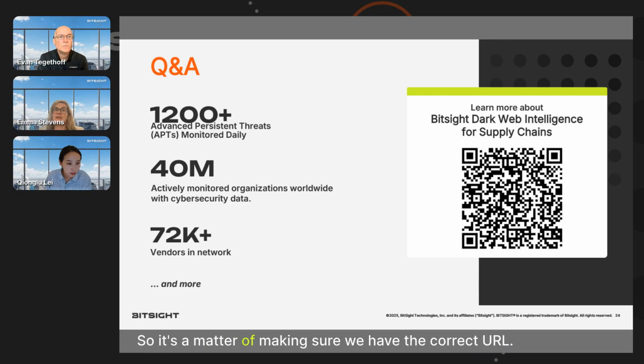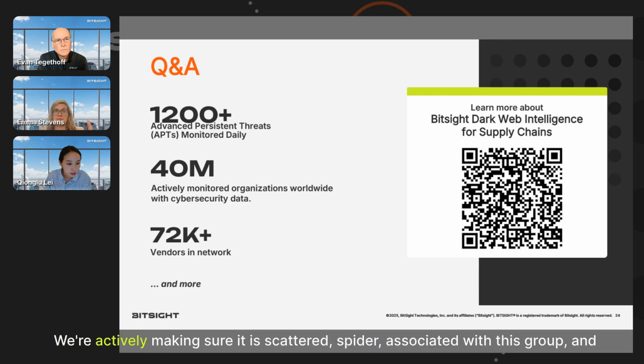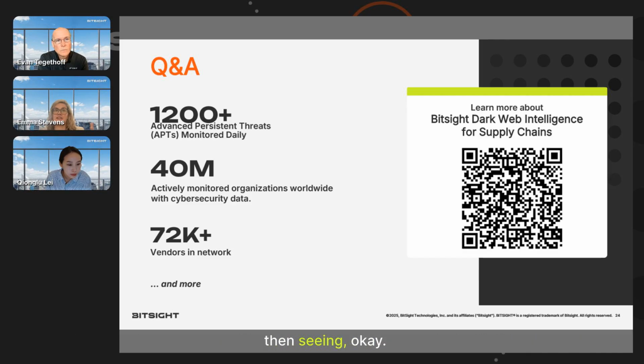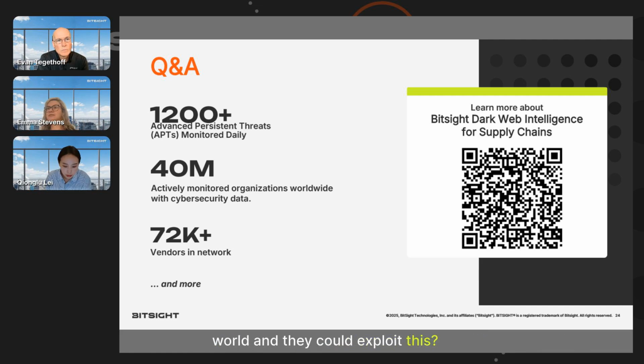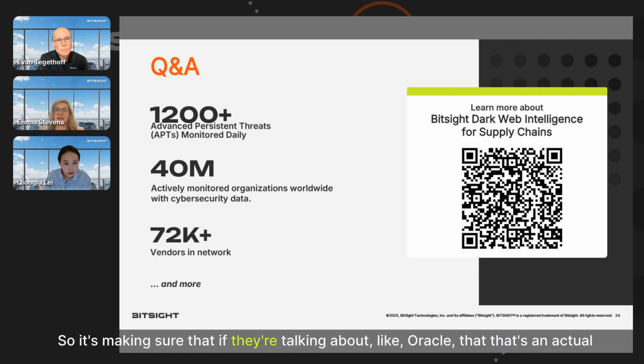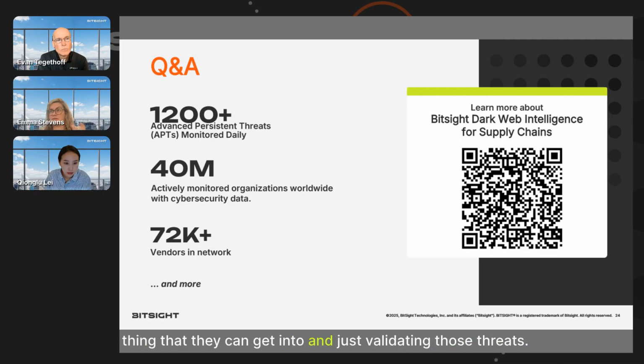So it's a matter of making sure we have the correct URL, we're on the correct Telegram page, we're actively making sure it is ScatterSpider associated with this group, and then seeing, okay, they've talked about this. Is this an active thing that they can actually exploit? Is this a possible thing, or is it just them talking about if it was a perfect world and they could exploit this? So it's making sure that if they're talking about Oracle, that's an actual thing that they can get into, and just validating those threats.